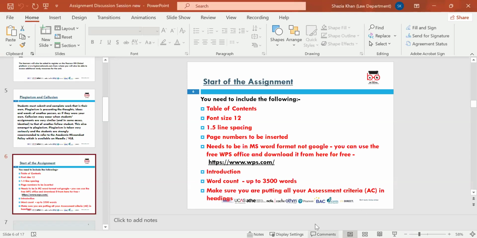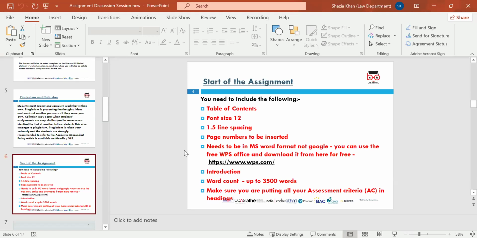So, the table of contents: your font size needs to be 12, it needs to be 1.5 line spacing, and your page numbers need to be inserted as well. It's really important that you don't do your work on Google. You have to use Office, and the link is there. If you don't have Office, that's a free link to Office. You need to do your work on there, not on Google.